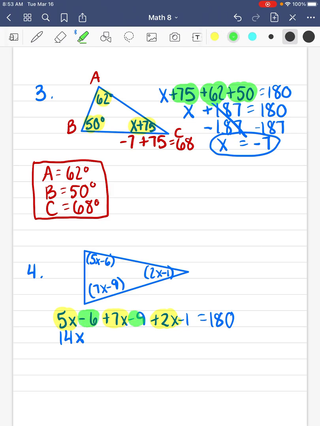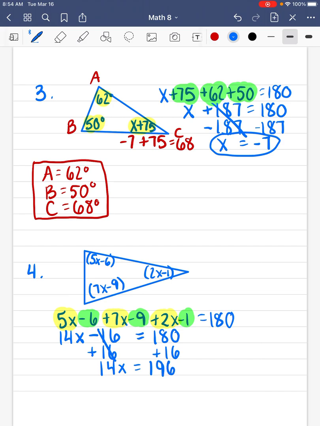Next, we're going to combine our constants. So we have negative 6, negative 9, and negative 1. So in your calculator, you need to do negative 6 minus 9 minus 1, which equals negative 16. Bring down your equal sign and your 180. Next, you're going to move your negative 16 over to the other side, and we are going to add, since it's negative. Bring down our 14x equals 180 plus 16, which gets us 196.